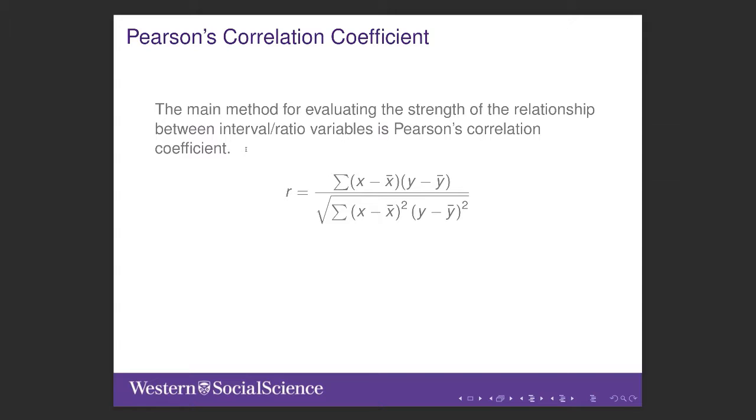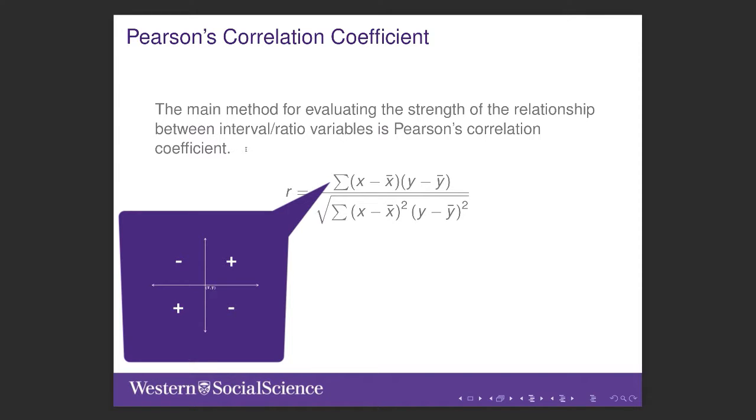The formula for R takes the product of the deviations of both variables from their means in the numerator and sums these products across all observations. Note that this product will be positive when both x and y are above their means, or when both x and y are below their means.